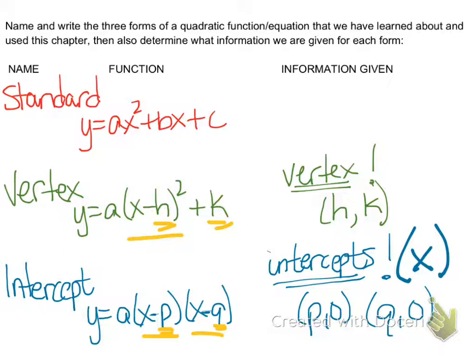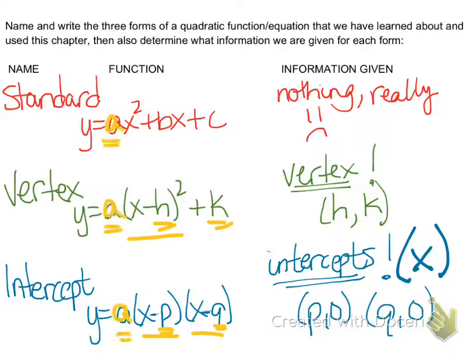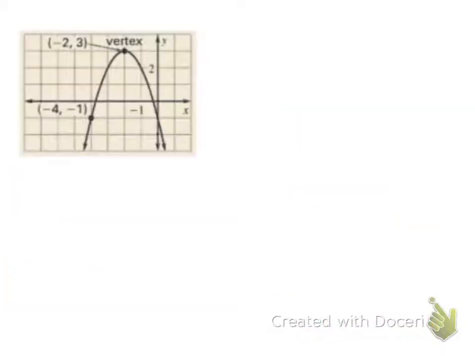And now when we look at standard form, what information are we given? We're not given anything, really, so that's probably going to be the most difficult to write an equation in. But what do you notice about all three forms of these equations? What do they all have in common? They all have that a value, because the a value tells whether it's going to open up or down, and tells whether it's very wide or very narrow. So now let's look at a couple examples.